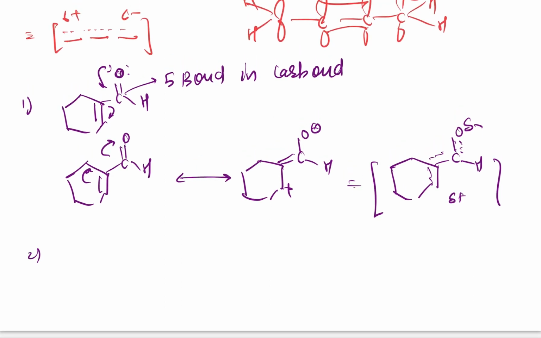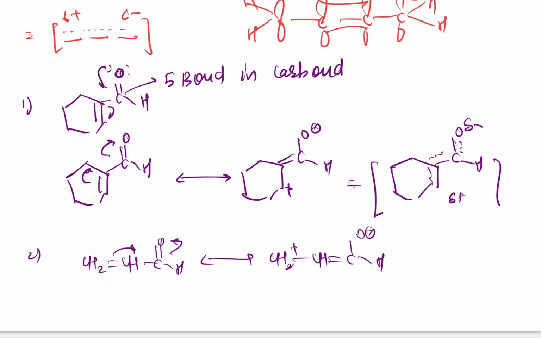In the second case, let's say CH2 double bond CH and C double bond OH. The bond will go here, the bond will go here, giving CH2 positive, CH, and C-O negative, then H. So again, remember the electrons will shift to the electronegative element side. It will shift over here, to the electronegative element side.